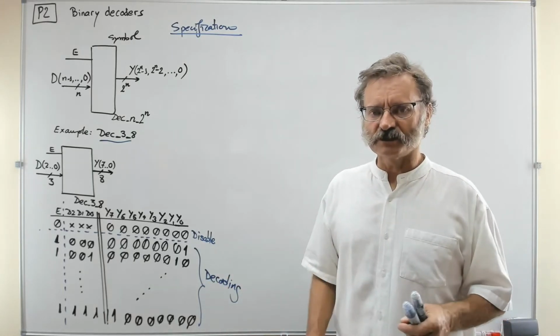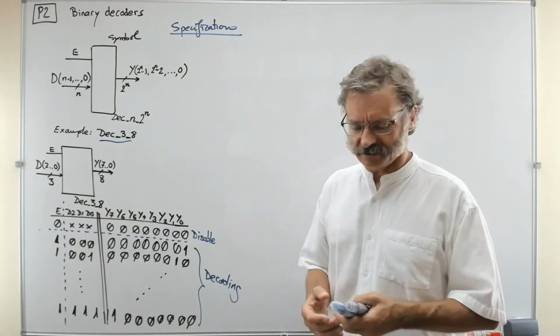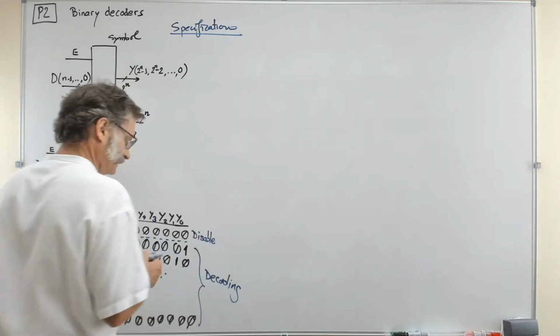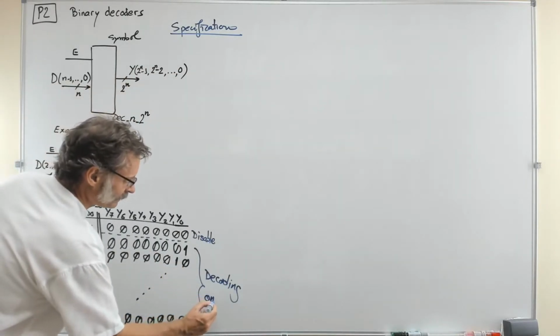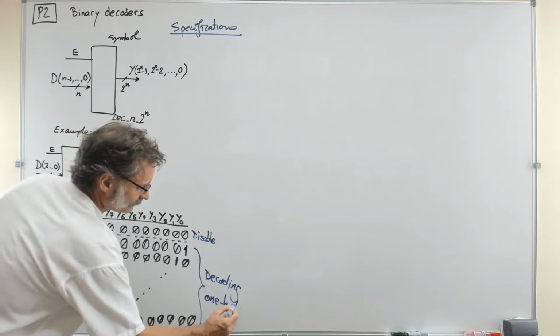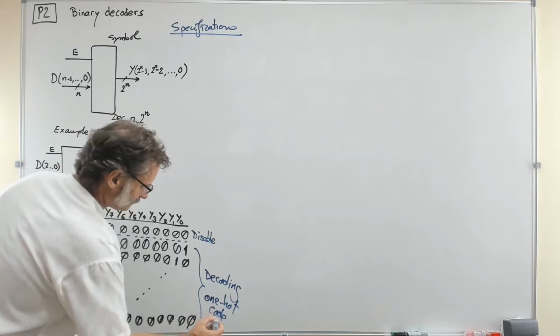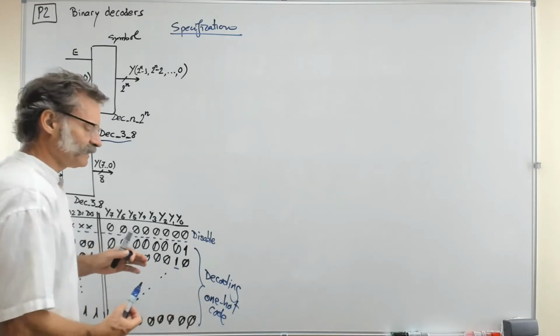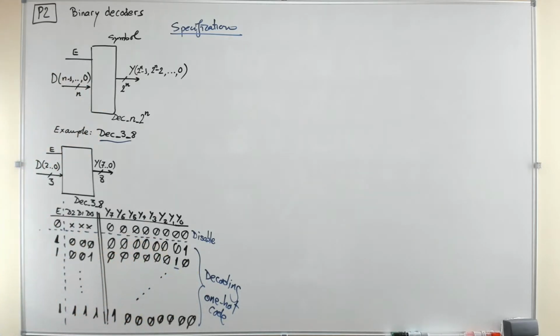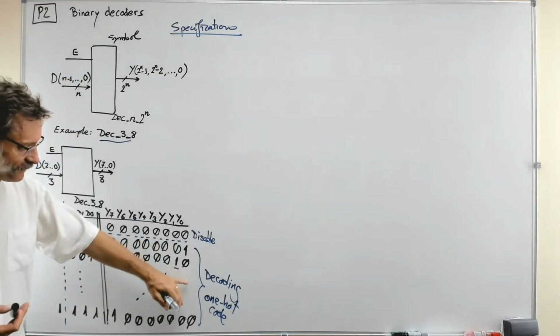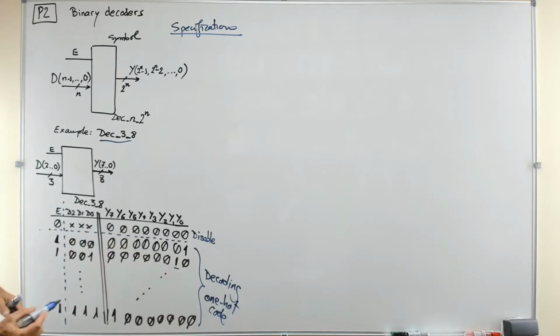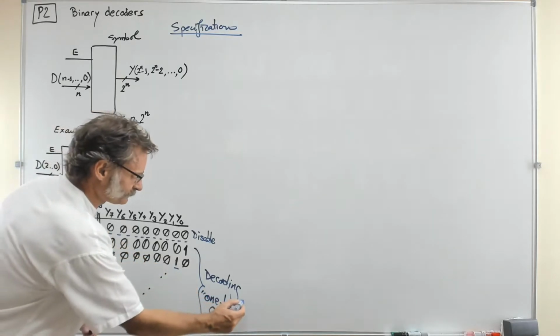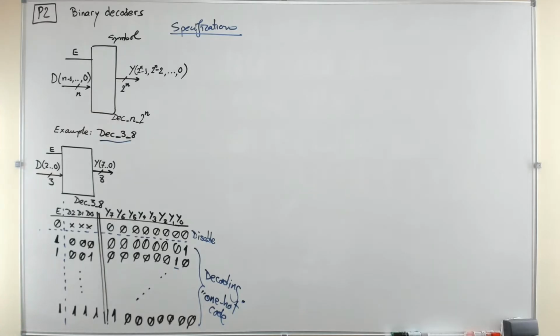That's the decoding, and that code has a proper name. This is a one hot code. That's the idea of a single one, where every other output is zeroed. This idea is the code one hot. That has a proper name.